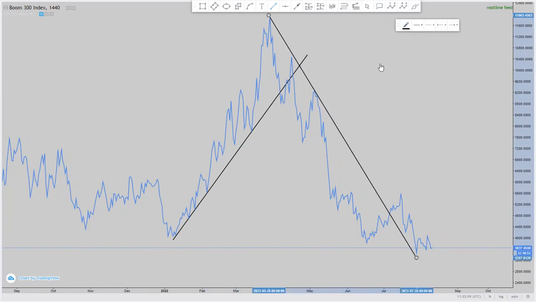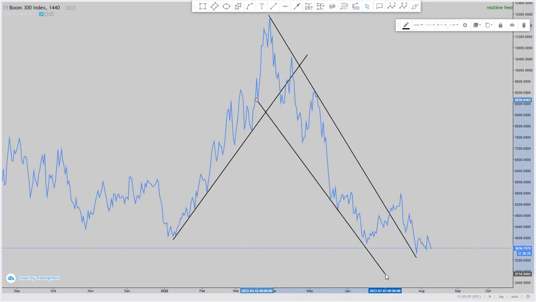Following that downward channel, price broke out, came back for a retest, a second retest. So currently, after breaking a downward channel, we're at the bottom of this channel. This is Boom 300, guys.